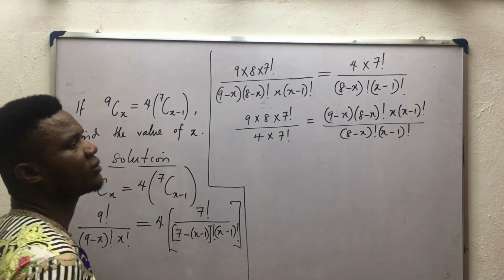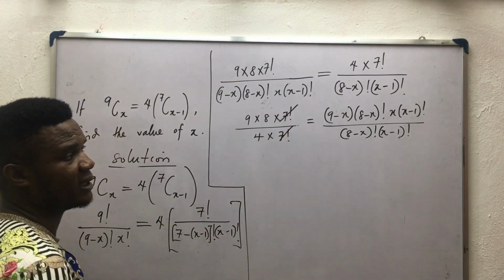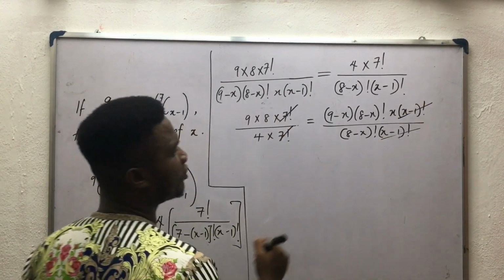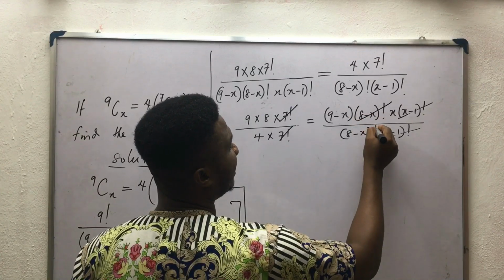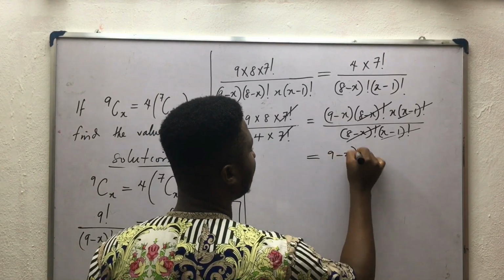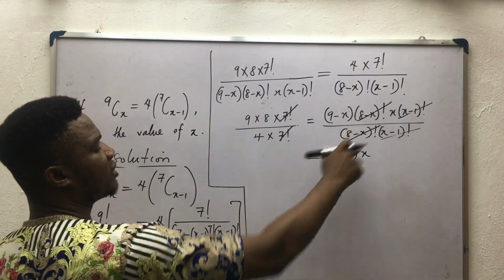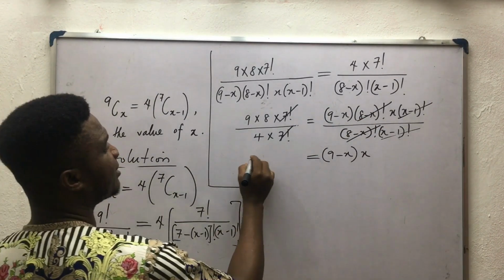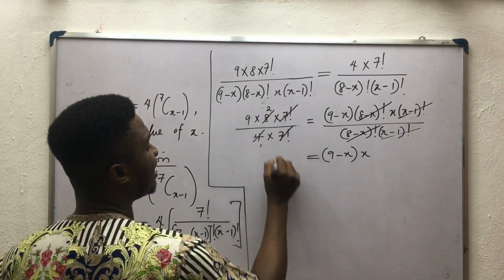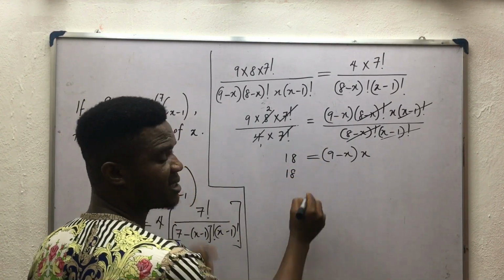When you get to that point after the cross multiplication, clearly 7 factorial will cancel 7 factorial, and (x minus 1) factorial cancels (x minus 1) factorial. (8 minus x) factorial will cancel (8 minus x) factorial, so you'll be left with (9 minus x) times x for your final result on the right hand side. On the left hand side, 4 can cancel itself, and you're going to have 9 times 2 giving you 18.